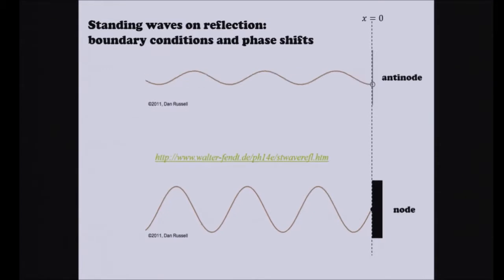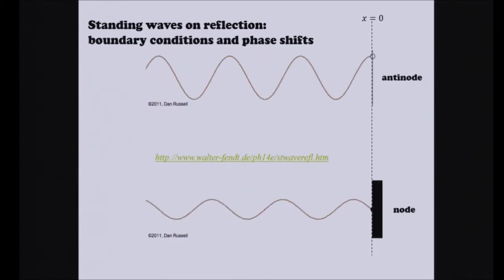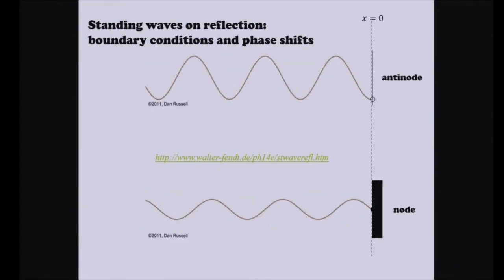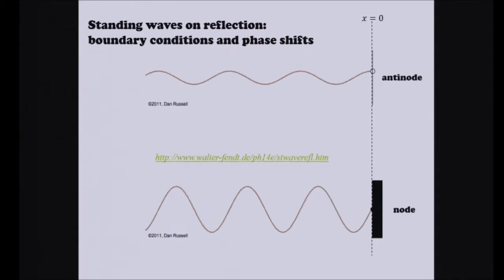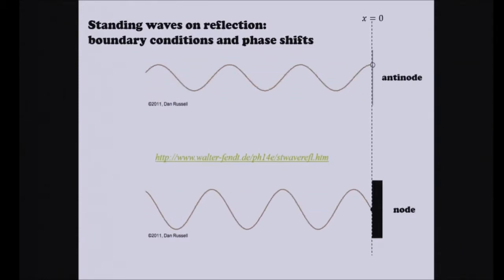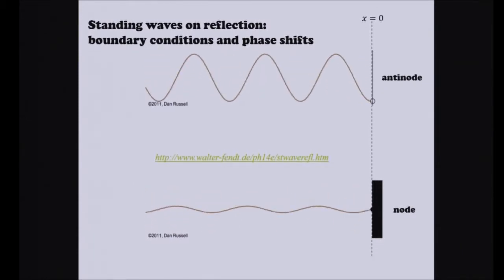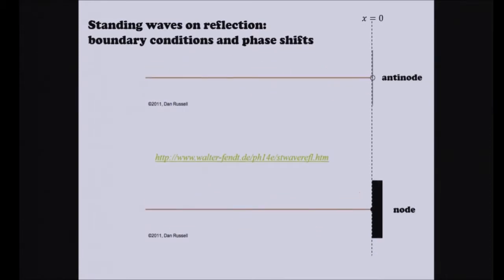In the less extreme case, anytime you're going from a string that has a lower density to one that has a higher density, the reflected wave is going to have a phase shift of pi. Conversely, if you're going from a string that has a higher density to one that has a lower density, it's going to have no phase shift.